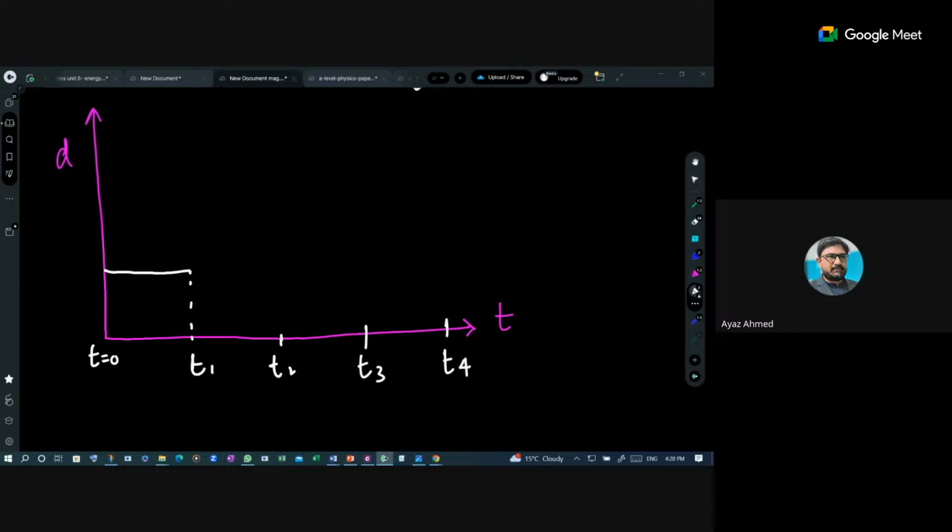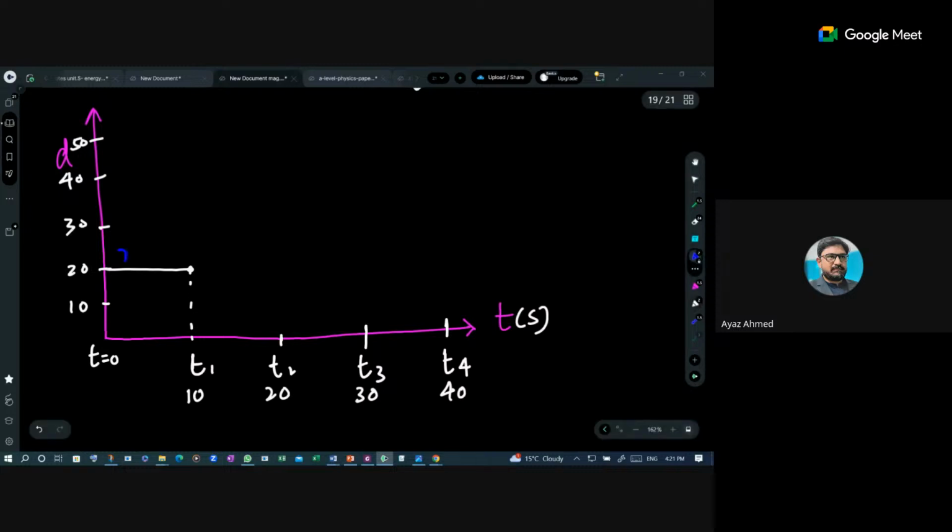If the object has this type of behavior, it means it has no change in distance. Let's say it is 10 meters, 20 meters, 30 meters, 40 meters, and 50 meters distance throughout. For the first 10, 20, 30, and 40 seconds, the object is not changing its position. What can I say about this object? Isn't it at rest? Yes, the object is at rest.